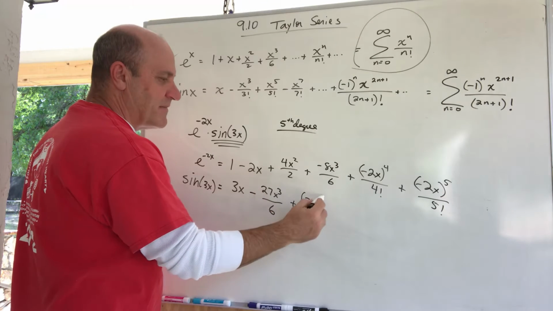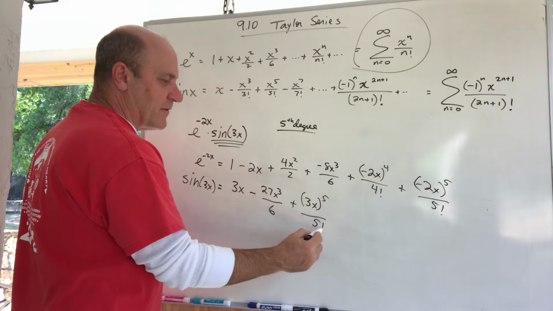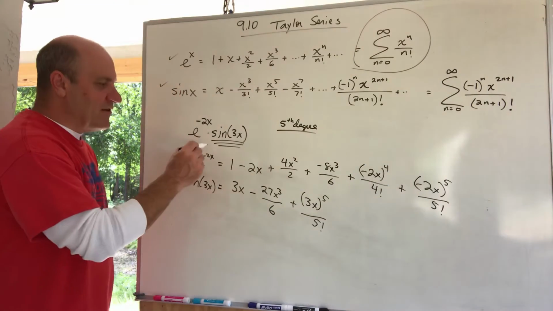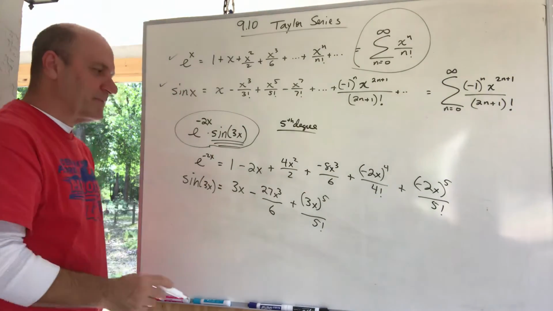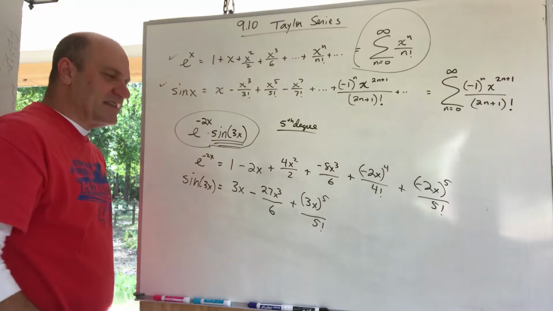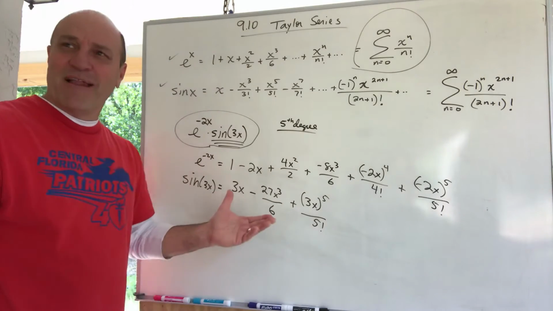3x to the 5th over 5 factorial. Now what I'm really trying to do though is build a series for this. So I think I should multiply these together. Now how do you multiply polynomials?